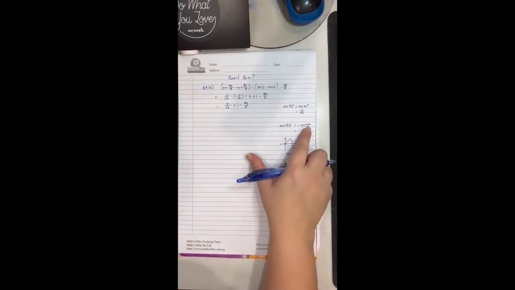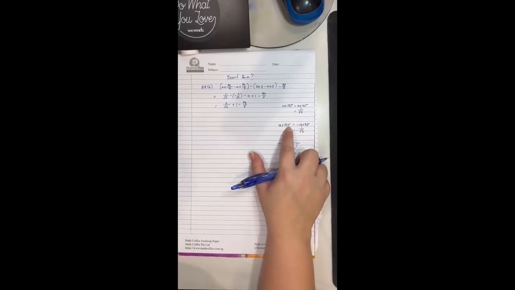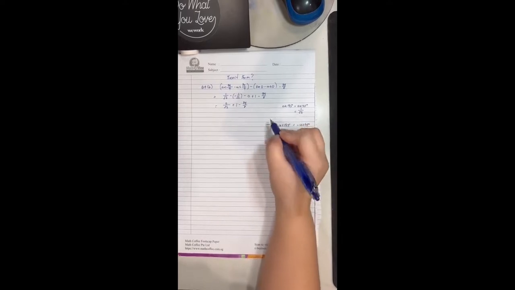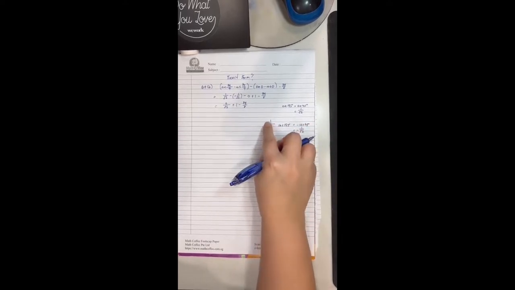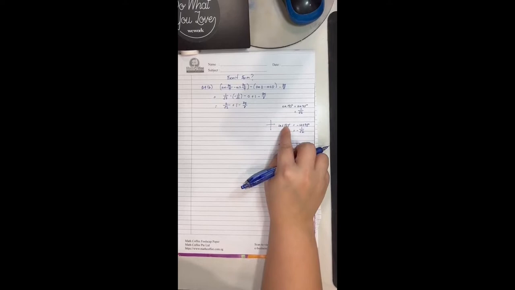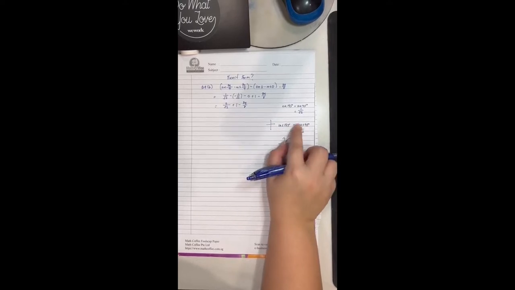Why cosine 45 is negative? No, because cosine 135 is in the second quadrant. In the second quadrant, cosine is negative. So the basic angle of 135 is 45. Therefore, it is equals to minus cosine 45. So it's equals to minus 1 over square root 2.